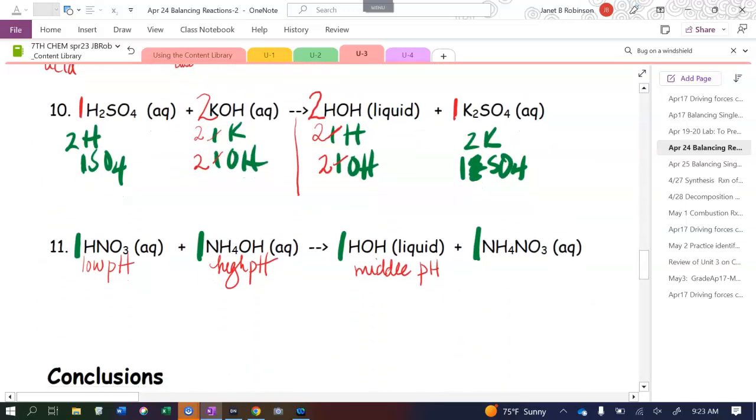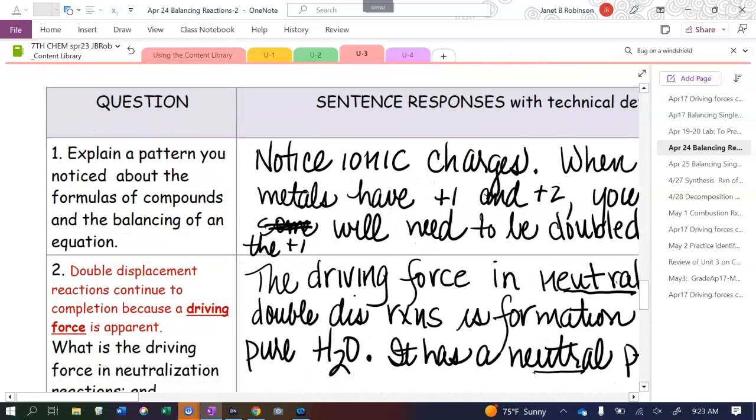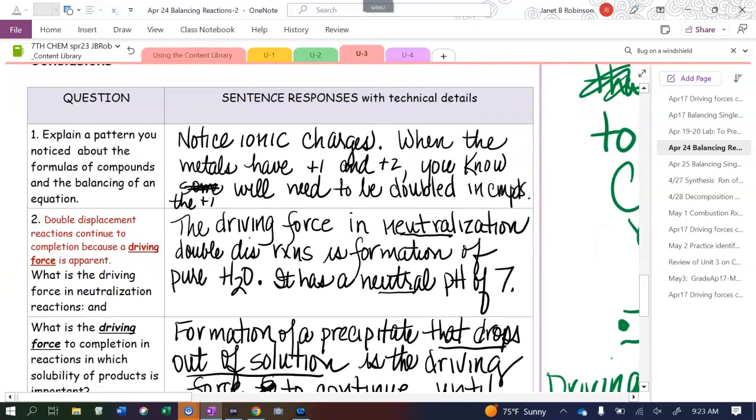Now, we did all of these. So the pattern at the bottom of the conclusion questions, was there a pattern in balancing? Yes, it has to do with ionic charges. When metals have +1 and +2, you know they will need to be doubled in compounds. The little guy with +1 will most likely have to be doubled.